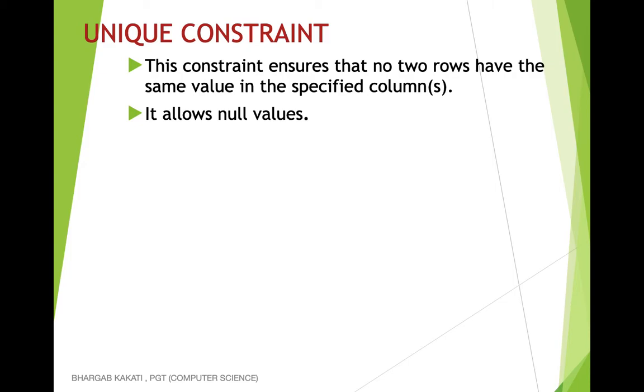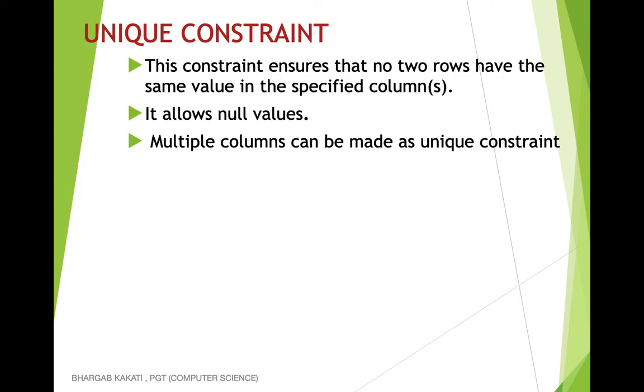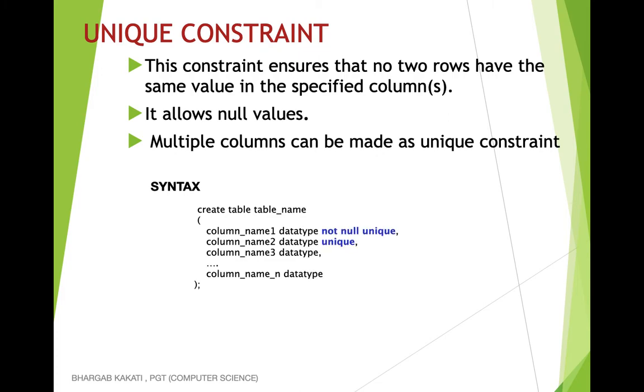But the difference is that it allows null values. Try to compare it with primary key. Primary key does not allow null values, but unique constraint does allow null values. Multiple columns can be made unique. I'll give you an example, and you will see that you can apply unique constraint to more than one column. But I'll show you practically that primary key cannot be applied to more than one column. This is the syntax for unique constraint. Whenever you want to give unique constraint, just write the word unique after the data type. Putting that column as not null is optional, because unique constraint can accept null values.